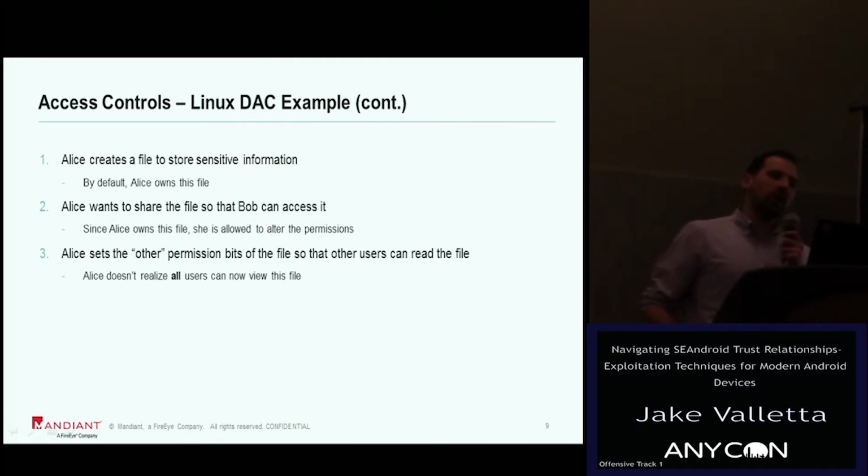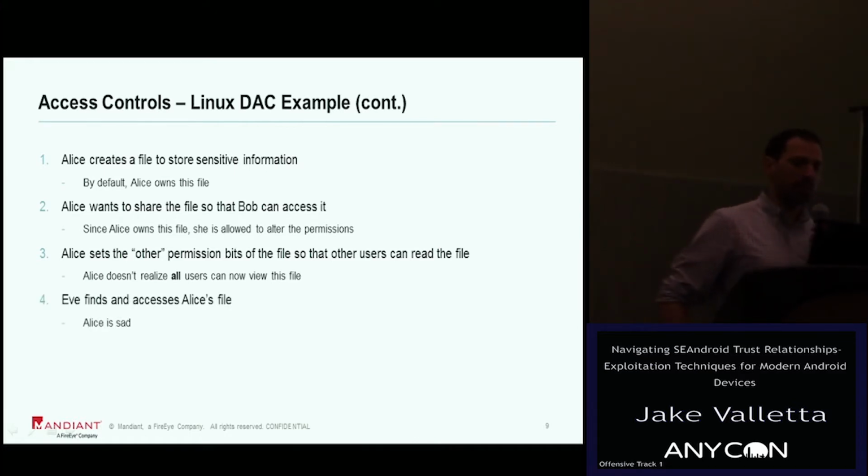But maybe what Alice didn't realize there is that by setting the other flag, everyone else besides just Bob can access this file. And now people like Eve, or our attacker here, can now access that file, and Alice has lost her data. Now, I know this sounds silly and contrived, and why would anyone do this? But this is real life, right? This is the applications on your phone doing this.